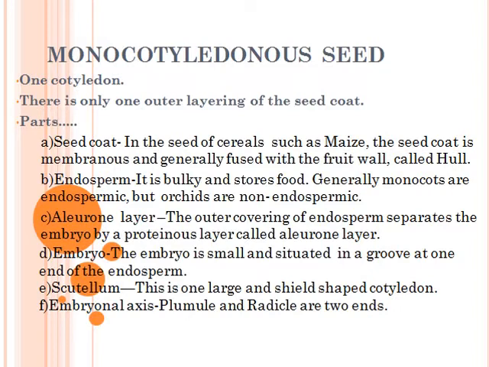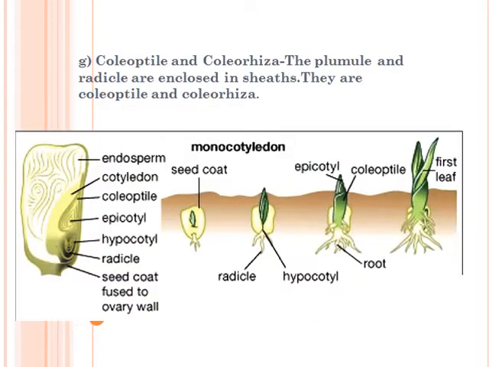Now we have the embryonal axis. I will show you the picture, then you will clearly understand it. The embryonal axis consists of plumule and radicle at the two ends. The plumule is at the upper end, which will produce the shoots, and the radicle at the bottom end will produce the roots. Now, coleoptile and coleorhiza. These are the sheaths covering the plumule and radicle. Coleoptile is the sheath on the plumule, and coleorhiza, rhiza relating to roots, is the sheath covering the radicle.